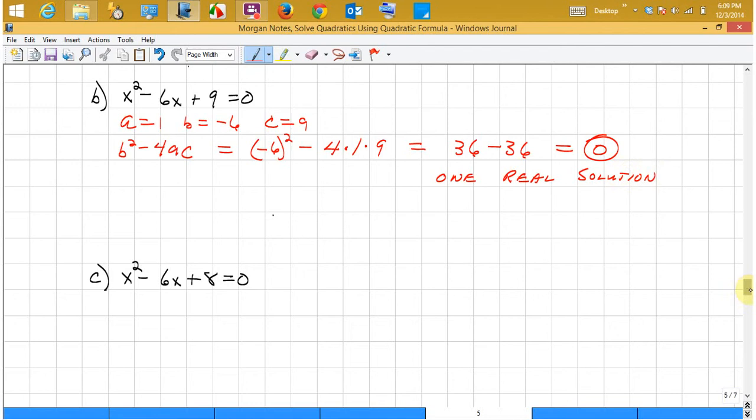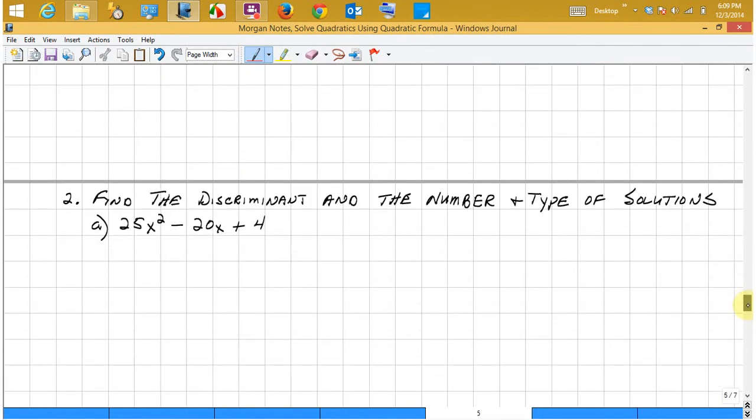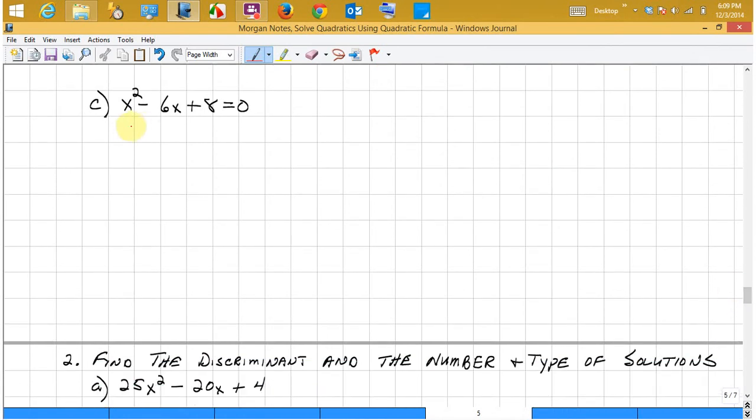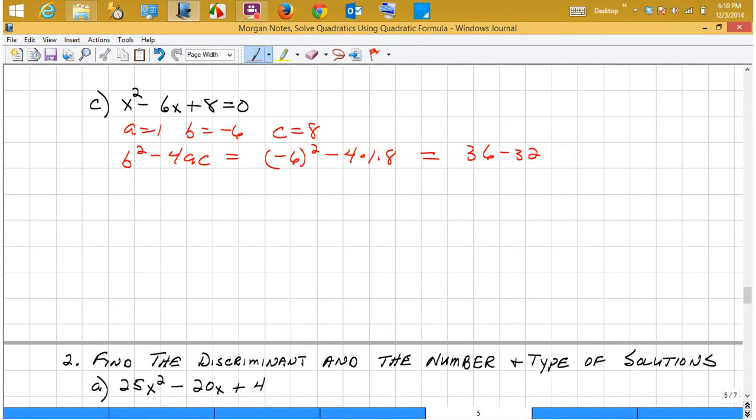In the last example, I think, nope, there's a couple more. So the last example is going to be where a is 1, b is a negative 6, c is 8. Putting that into the discriminant, b squared minus 4ac, a negative 6 squared minus 4 times 1 times 8. That would be a negative 6 squared is 36 minus 32. That would be equal to 4. So what we have is a positive number, so this would be two real solutions.